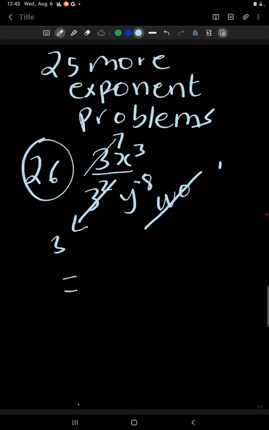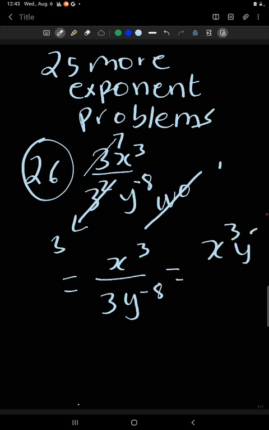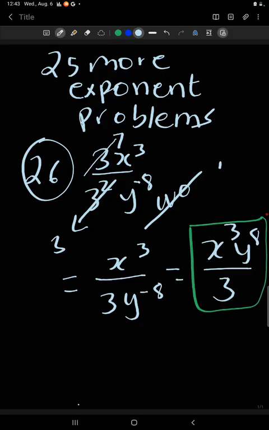So what we're left with is really x cubed divided by 3 to the power, y to the negative 8. And then, of course, since we want all powers to be positive, we have to put that y factor with its power on top. So our answer becomes this. And that's the answer for problem 26.